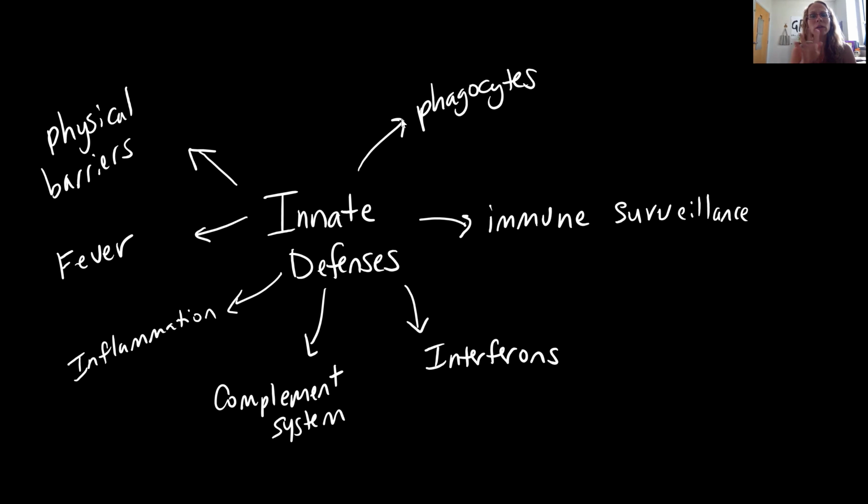We have a whole list of non-specific defenses. So real quick, I think, yes, we have 7. So we're going to be looking at each of these in turn. So we have physical barriers, phagocytes, immune surveillance, which we've sort of mentioned a little bit about already, interferons, complement system, inflammation, and fever. So these are the 7 that we're going to talk about in this video.